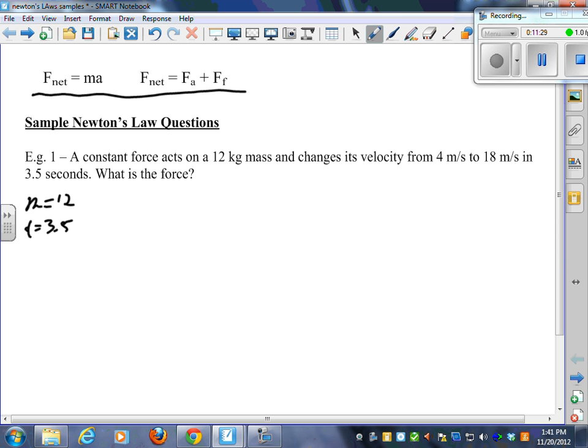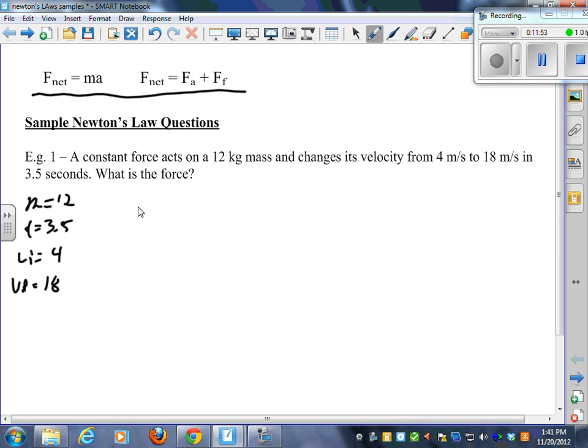My 4 and my 18 are both velocities. What are the names given to the 4 and the 18? Initial and final, exactly. The initial is 4, the final is 18, right? What's that top line at 12? Mass is 12.